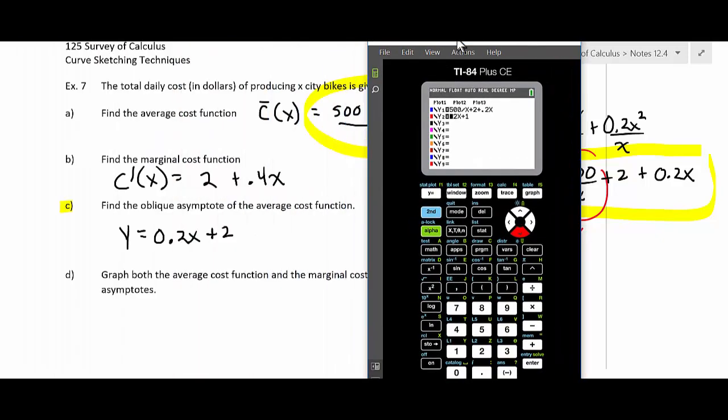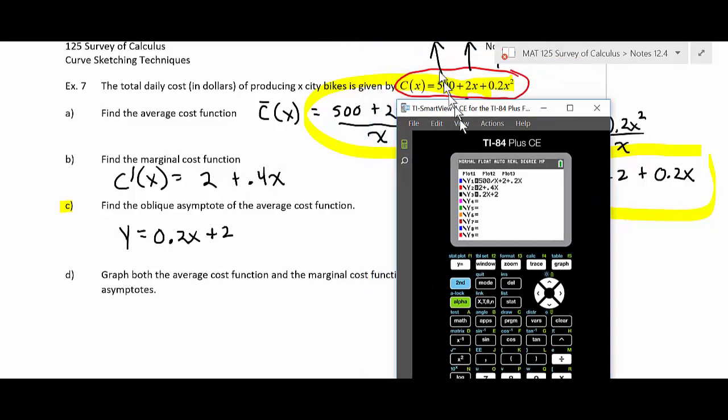Then what we want to do is graph the marginal cost. So you want to put the answer to part B in there. So that's 2 plus 0.4x, like that. And then we also want to put the asymptote in there. Now see, the asymptote and marginal cost are pretty close, aren't they? That's part of what I'm trying to show you on this problem. So we have 0.2x plus 2. So you want to get those three things graphed: your average cost, your marginal cost, and your oblique asymptote. Okay? And then let's do this.